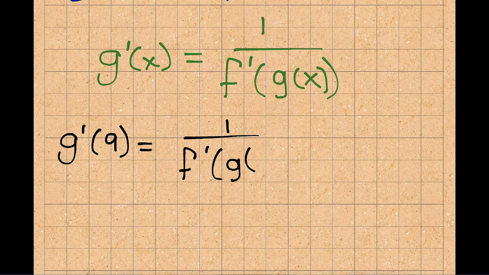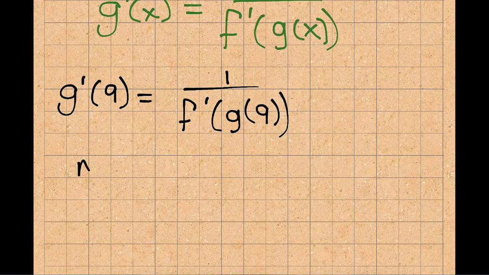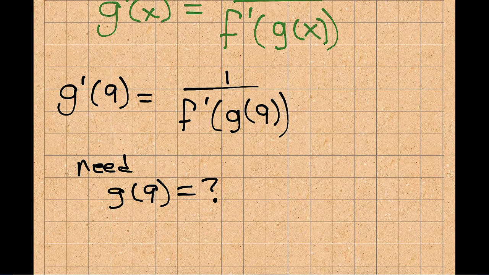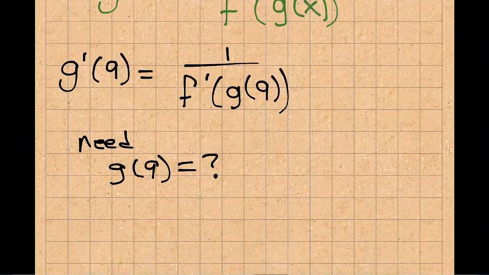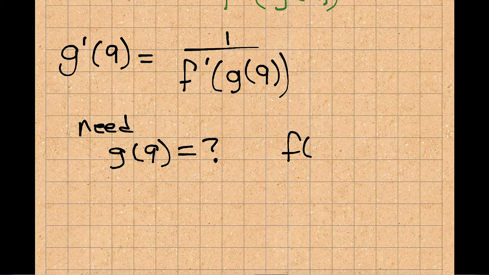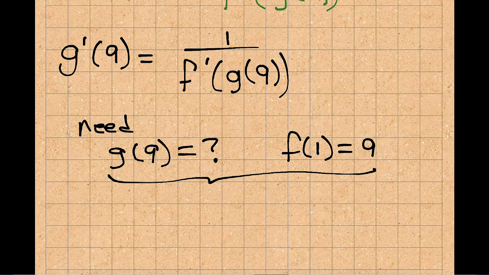Oops, let me write that better. So at this point, we really need to know, what is g of 9? Well, let's look at the other information we have. The other piece of information is the fact that f of 1 is equal to 9. Well, if f of 1 is equal to 9, then because the x-coordinates switch, g of 9 would have to equal 1. That's a really important piece because that's what we're going to insert into that function.